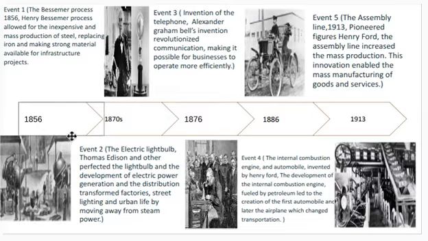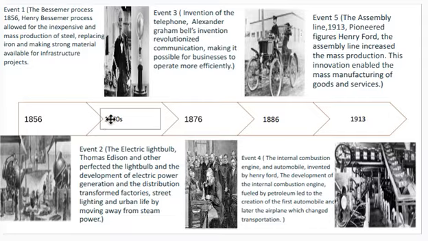So then here we go to 1870. The electric light bulb by Thomas Edison and others perfected the light bulb, and the development of electric power generation and distribution transformed factories, street lighting, and urban life by moving away from steam power. And here's a photo of it, like I said, Thomas Edison.